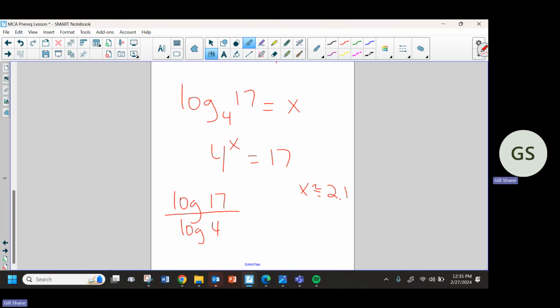So if you say log of 17, you have to close the parentheses probably, divided by log 4. And we're choosing a base of 10 because we can choose whatever base we want with that change of base formula. But 10 is the only log we can take into calculus. Or we could have done natural log.